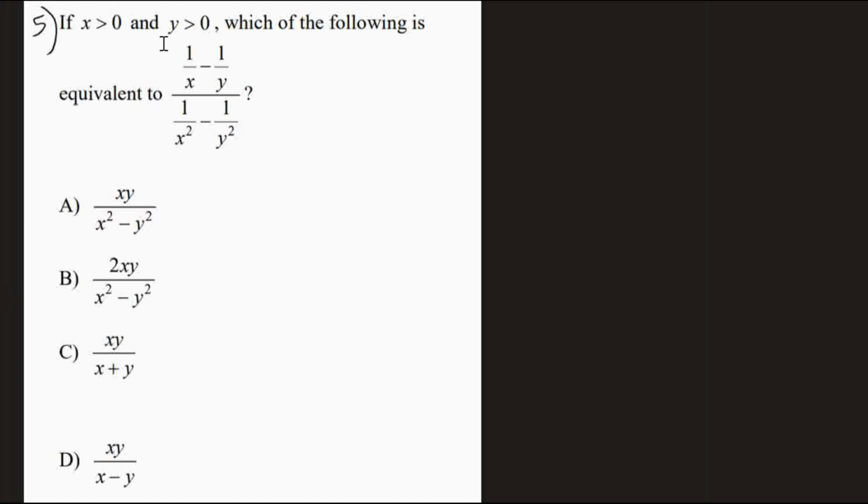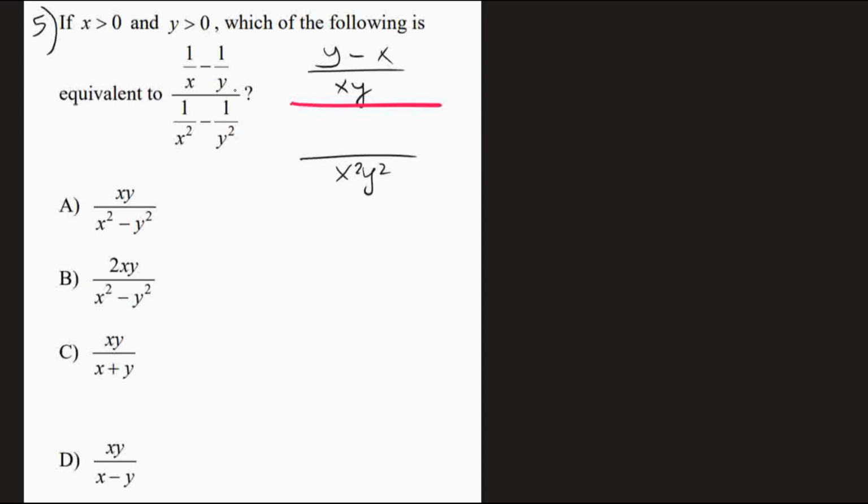If x is greater than 0 and y is greater than 0, which of the following is equivalent to 1 over x minus 1 over y over 1 over x squared minus 1 over y squared? The same thing, we just have to equalize the denominator. This is x and y, two different denominators, so we just make this the same. So xy becomes xy. Now 1 over x to become xy, we have to times with y, so we have y here. 1 over y to get xy, we have to times with x. Over, this is x squared and y squared, so I make this one x squared and y squared here.